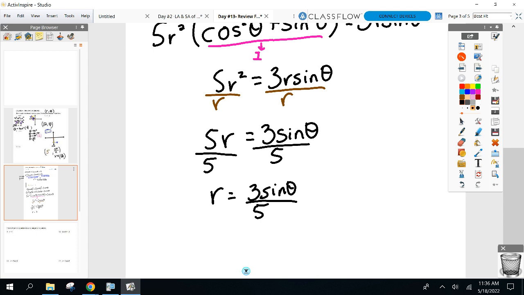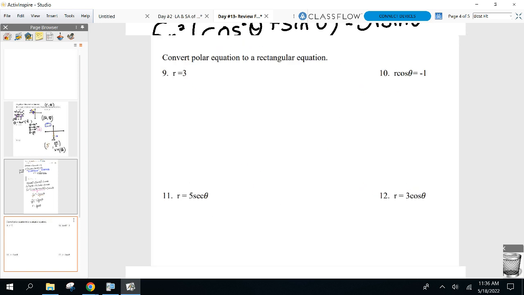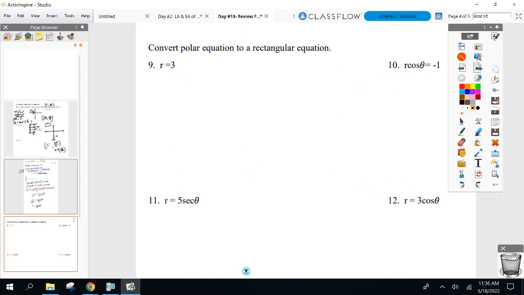Okay, all good. We can convert a point over to polar. Convert an equation over to polar. Last thing I'm going to have you do, polar to rectangular. Turn these into x's and y's for me.